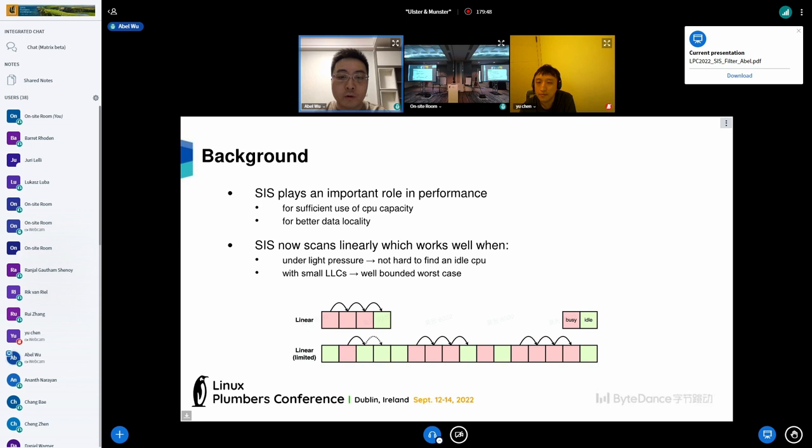Recently, a nice work by Chen Yu called SIS_UTIL has been merged into the mainline kernel to replace SIS_PROP, and it makes the scan depth proportional to the load of the target LLC, which sounds more reasonable. Okay, with the limited scan, the cost of the domain scan is well bounded, even in large LLCs. Yet it would still be better if more CPUs could be widely scanned. And this is what the SIS filter was born for, together with SIS_UTIL, to better fit the trends in the real world.